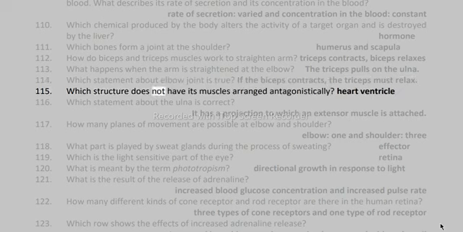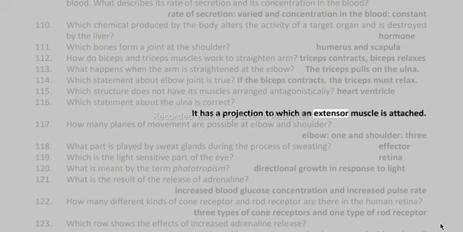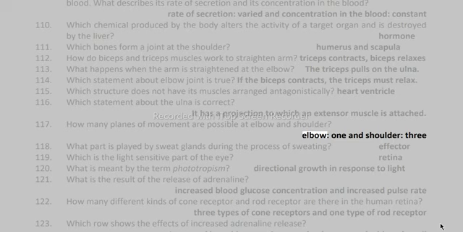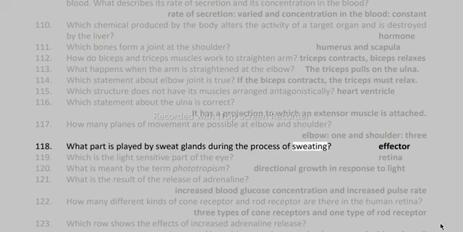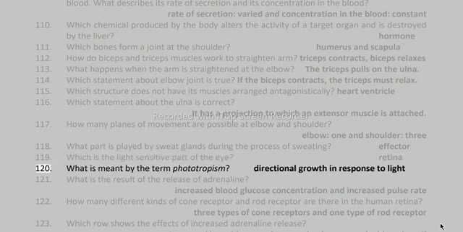115. Which structure does not have its muscles arranged antagonistically? Heart ventricle. 116. Which statement about the ulna is correct? It has a projection to which an extensor muscle is attached. 117. How many planes of movement are possible at elbow and shoulder? Elbow 1, and shoulder 3. 118. What part is played by sweat glands during the process of sweating? Effector. 119. Which is the light-sensitive part of the eye? Retina.